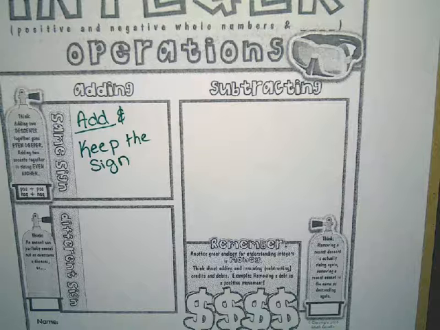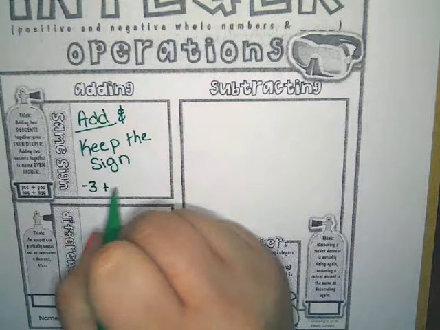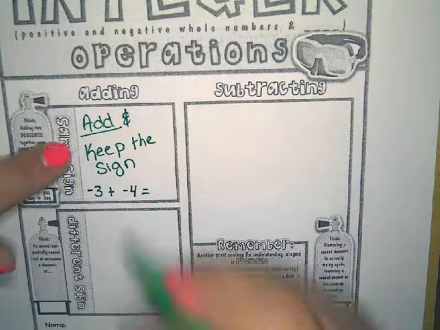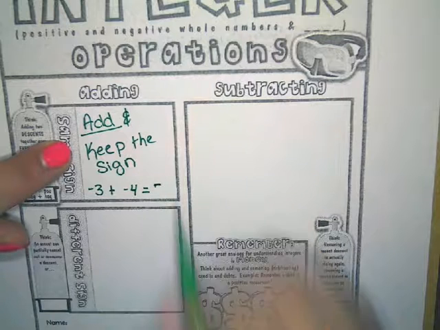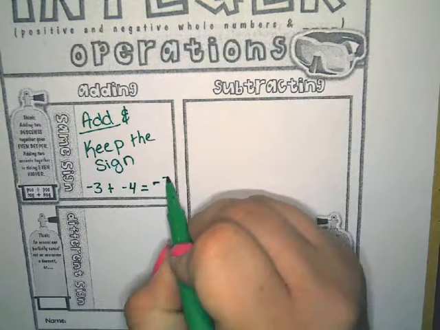Alright, so let's look at an example. If I have -3 plus -4, they are both negative, so I have same sign. So my answer, I'm going to keep the sign, so I know it's going to be a negative. And what's 3 plus 4? That's 7. It'll be -7. So my answer is -7.